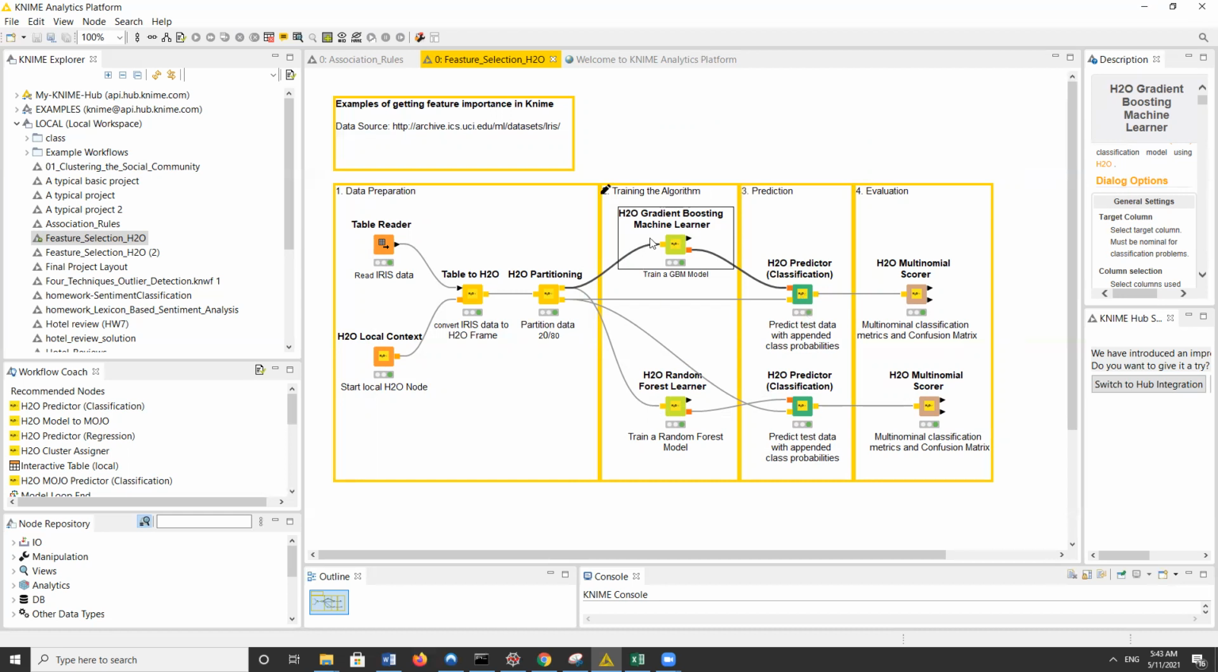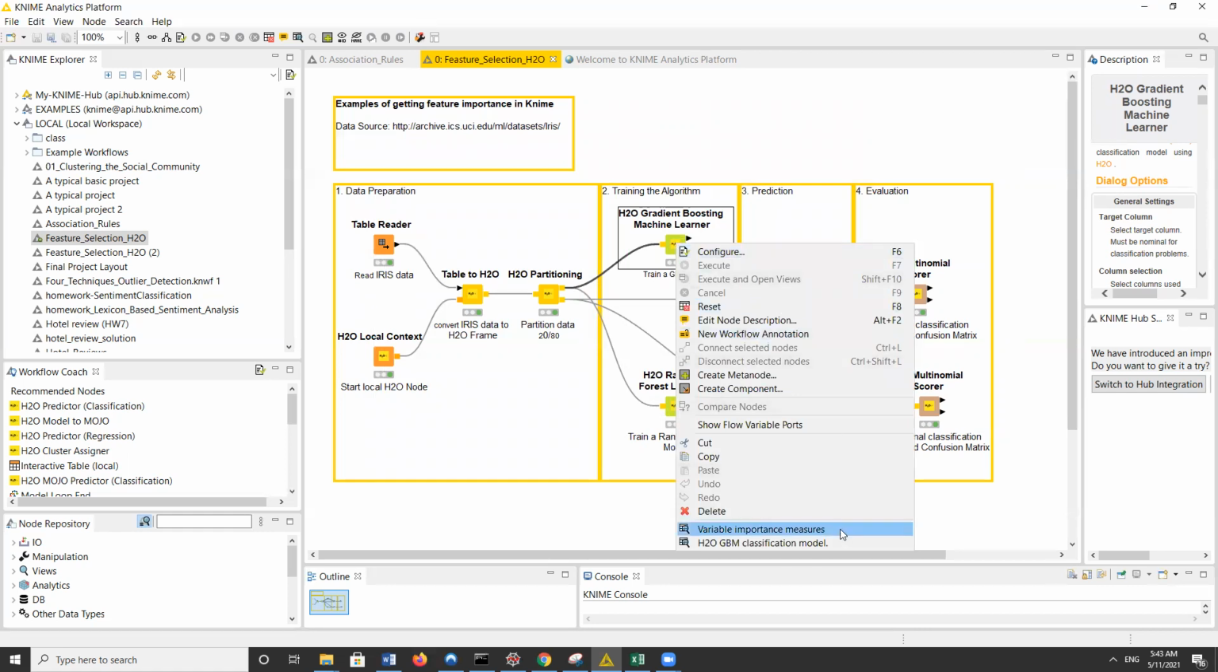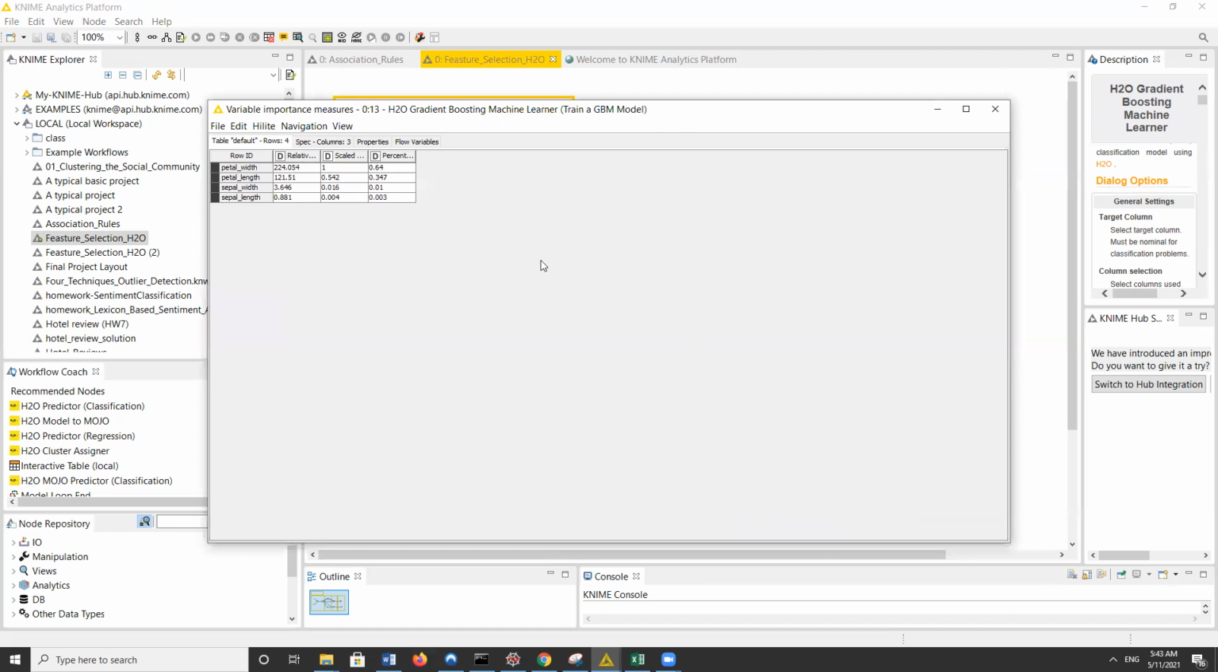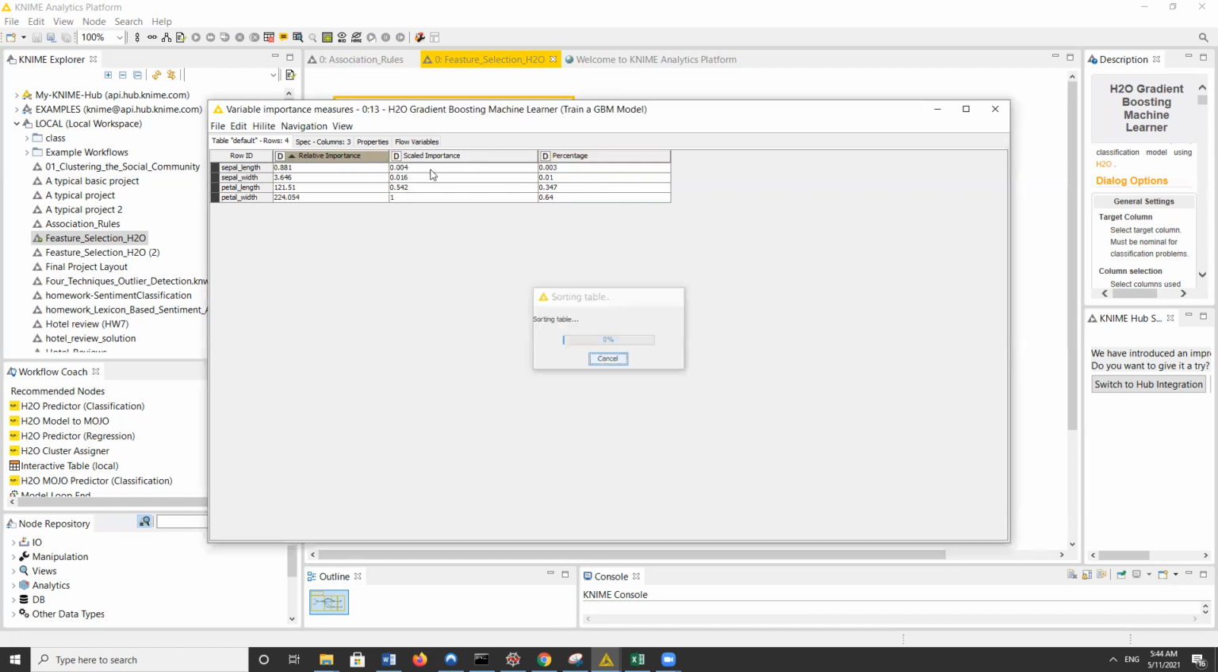One nice thing here, if I right click on the gradient boosting machine learner and go to, there is a section here, variable importance measures. So let's just expand that column. We have different numbering in terms of percentage or proportion. You can just pick any of them.